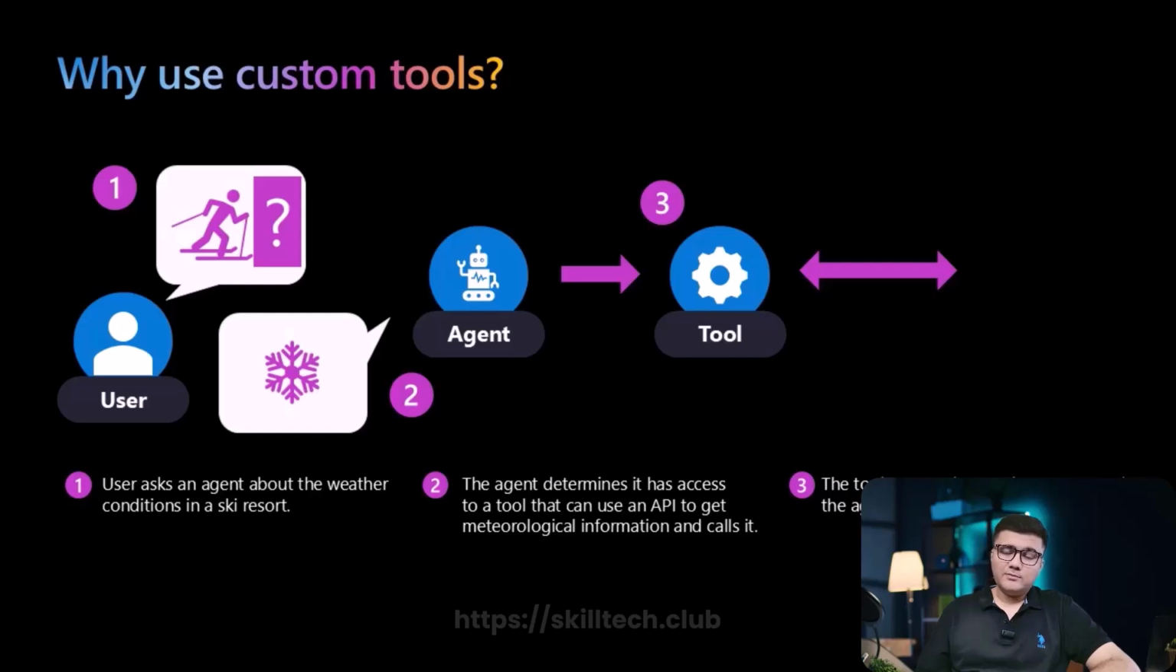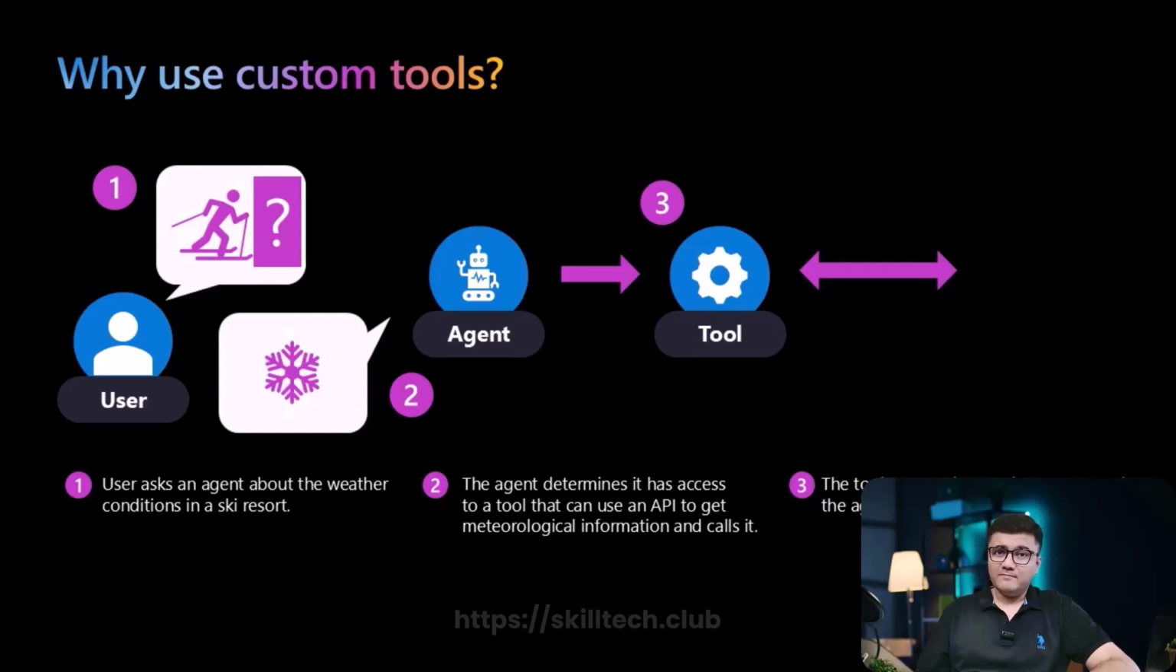You can see here, I'm showing you a 1, 2, 3-step process. Step number 1 is the user is going to ask an agent about the weather condition in a ski resort. I'm taking a similar scenario like this. Suppose I have an agent which is already associated with a large language model, then also the current weather is one of the things which a large language model cannot know. For this kind of information, you have to search on the internet, or maybe you have to connect with the weather API.